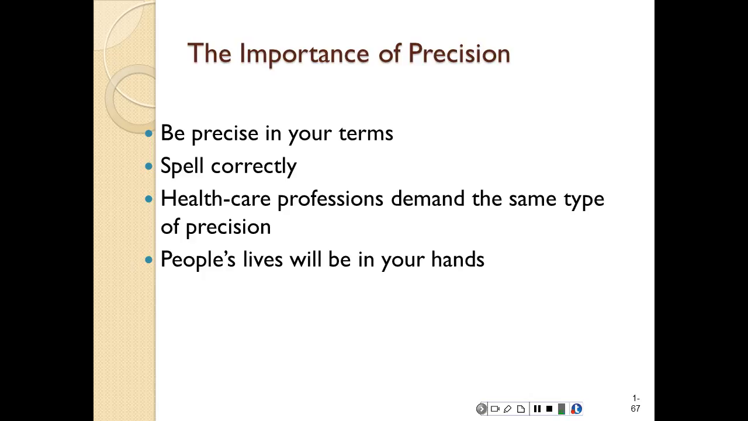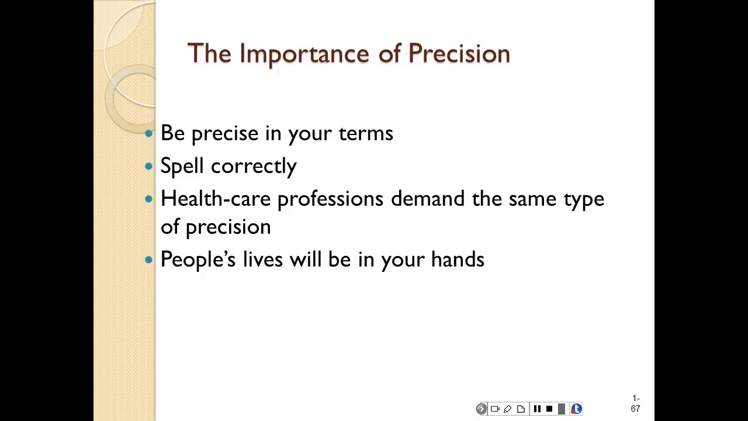Now, healthcare professionals demand the same type of precision. If you're talking about the fingers, make sure you use digits or your digitorum or your phalanges or your phalanx. You have to know, of course, the different parts of the phalanx. You have a posterior, you have a distal, a proximal, and you have a medial. You have to know what these things are. It's very precise with what you're doing.